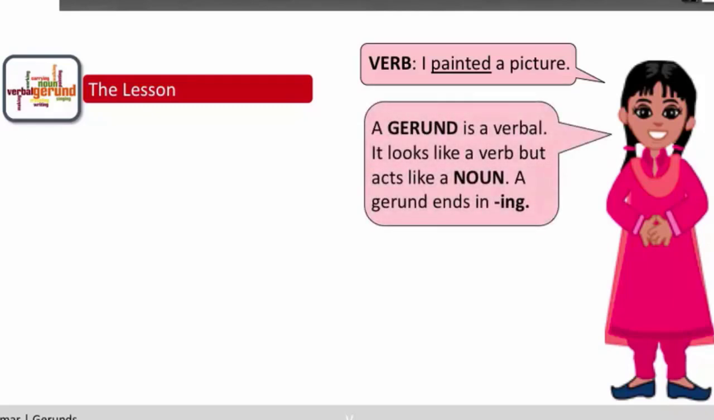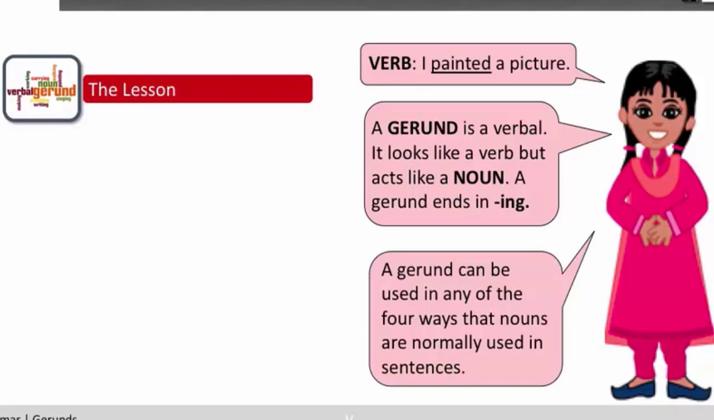A gerund is a verbal. It looks like a verb, but acts like a noun. A gerund ends in ing. A gerund can be used in any of the 4 ways that nouns are normally used in sentences.